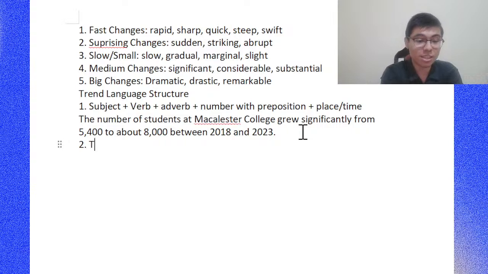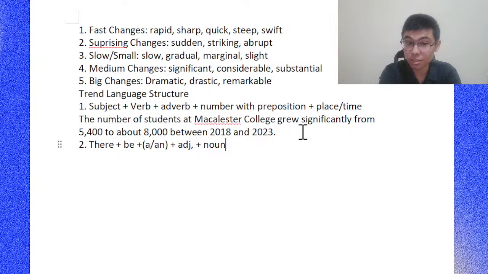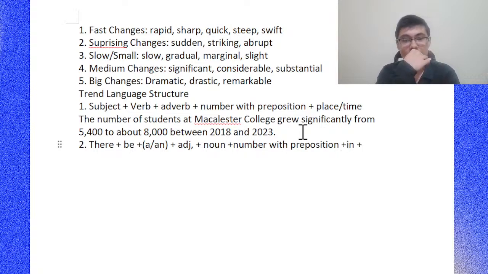So the second one is there be an plus adjective plus noun, and then we can put number with preposition, and then subject plus place or time.